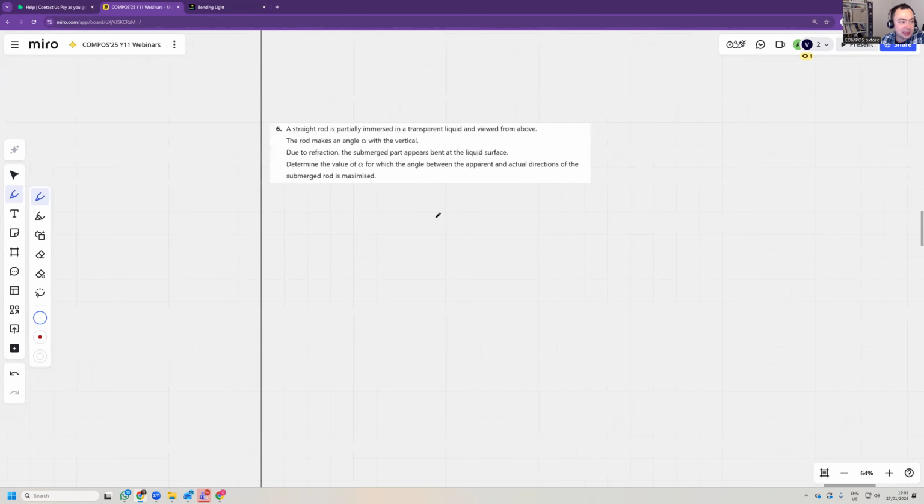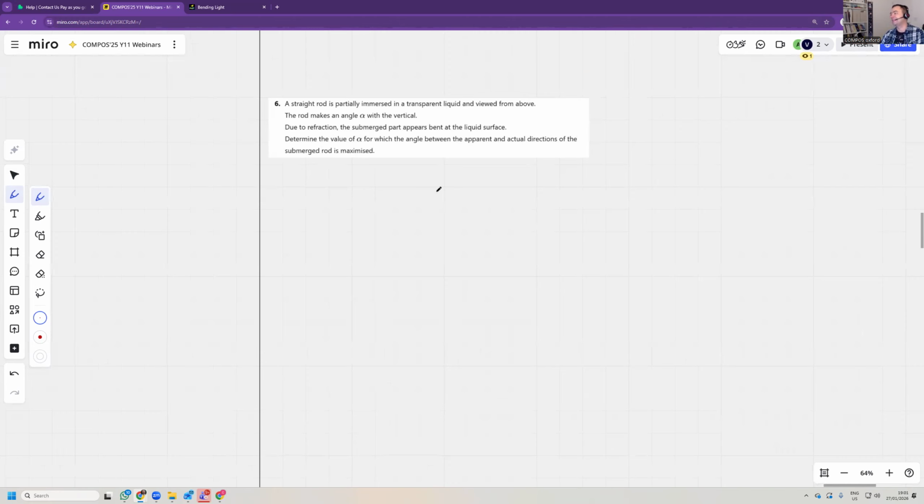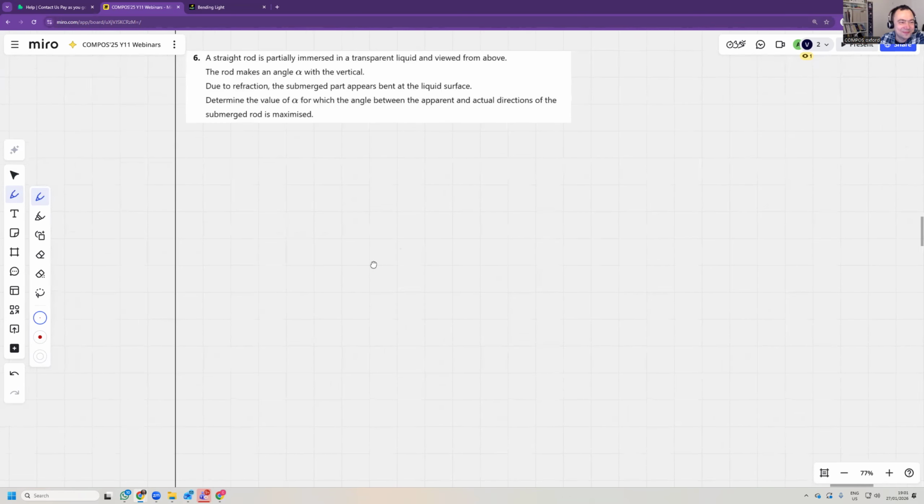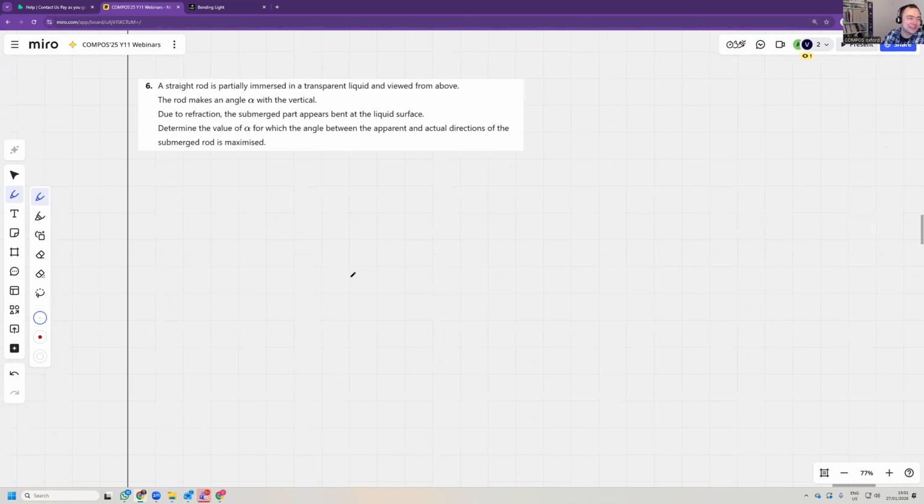So question number 6. A straight rod. Oh, I love this question, and I think it's the exact question from the assignment, so I'll try not to give away the whole solution. A straight rod is partially immersed in transparent liquid and viewed from above.